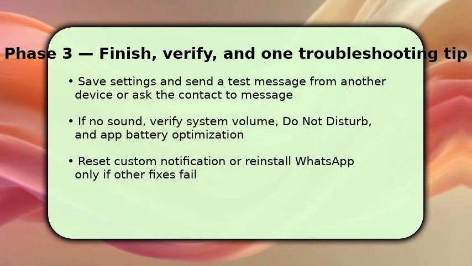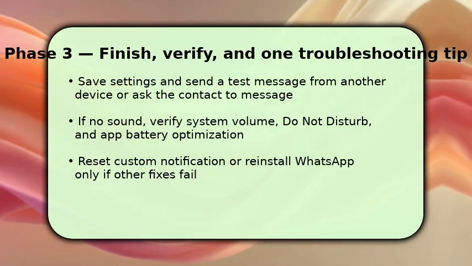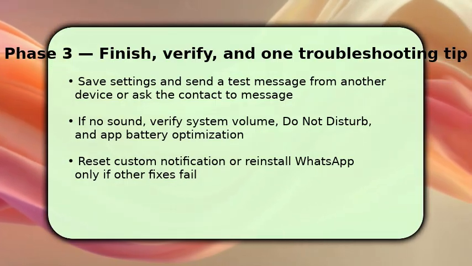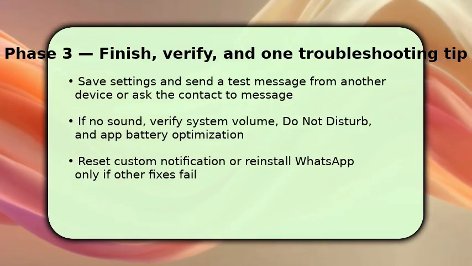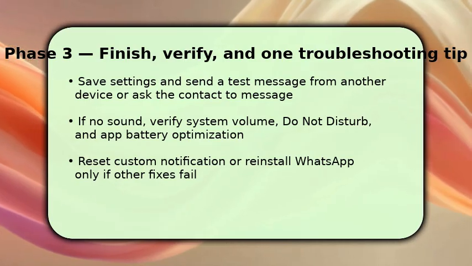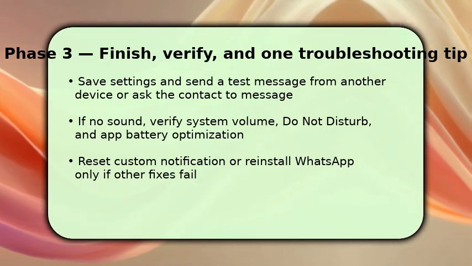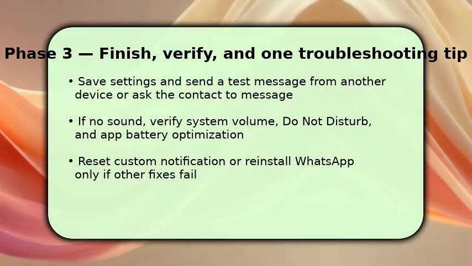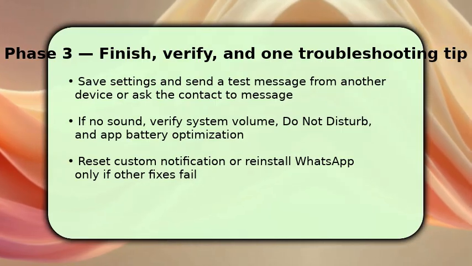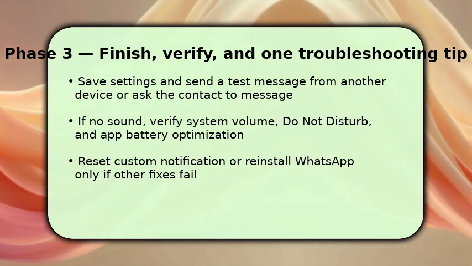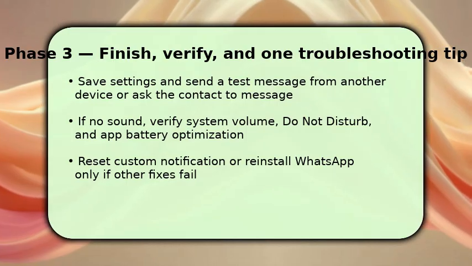If you don't hear the tone, make sure media and notification volumes are up. Do Not Disturb is off for this app, and battery optimization isn't blocking background notifications. If problems persist, temporarily disable the custom notification and re-enable it, and only as a last resort, clear app cache or reinstall WhatsApp. This targeted retry solves most issues.